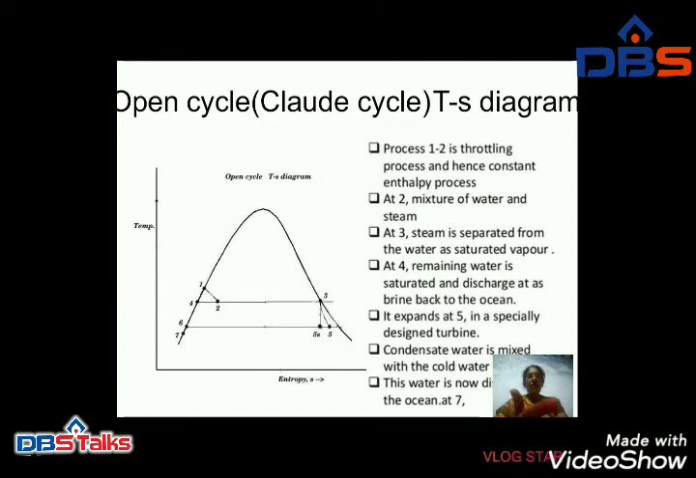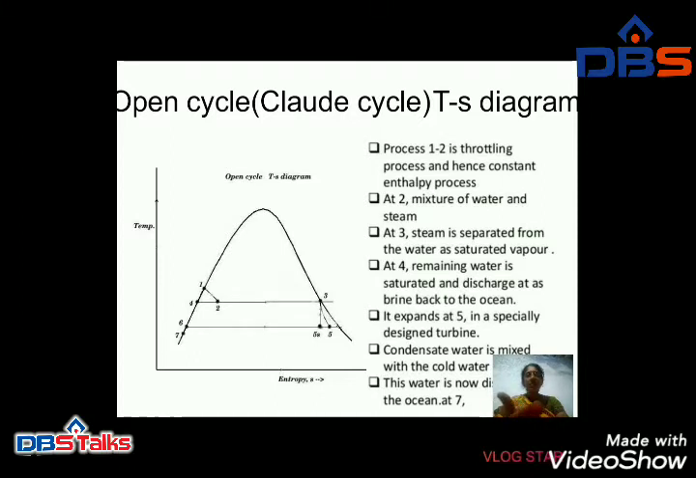At point 2 it is a mixture of the water and the steam, and then point 3 is where the steam is separated from the water as saturated vapor, and then the remaining water is saturated, the fourth point, and discharged. It is drained back to the ocean, and then it goes to the expansion at the fifth point. It is a specially designed turbine, and then the condensed water is mixed with the cold water, and then at the last point, the 7th point, the water is discharged to the ocean.